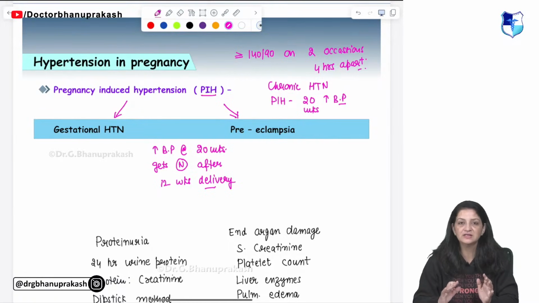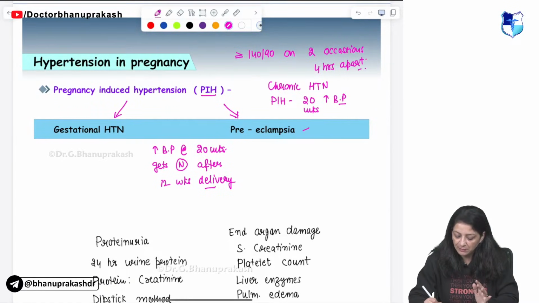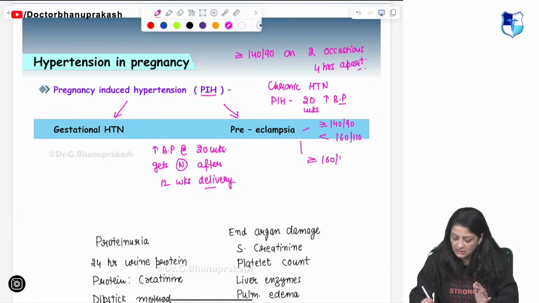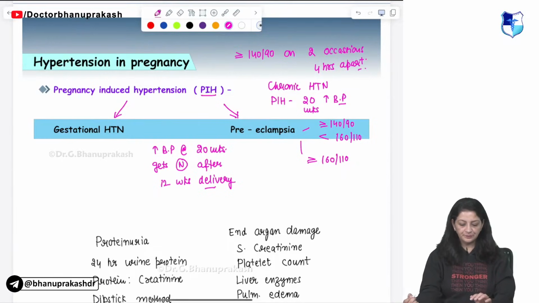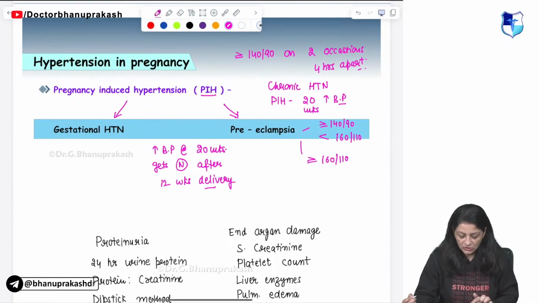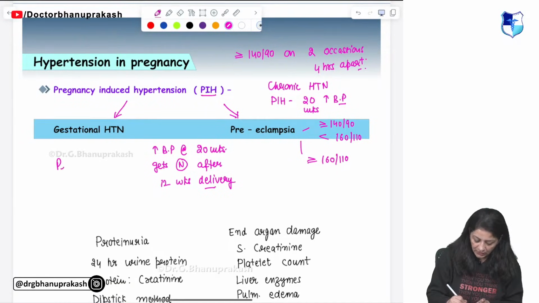So what is the difference between gestational hypertension and preeclampsia? Mild preeclampsia means BP more than or equal to 140/90 but less than 160/110. This is called mild preeclampsia. Severe preeclampsia means BP more than or equal to 160/110. Mild and severe. In case of gestational hypertension, proteinuria and end organ damage signs will be absent.